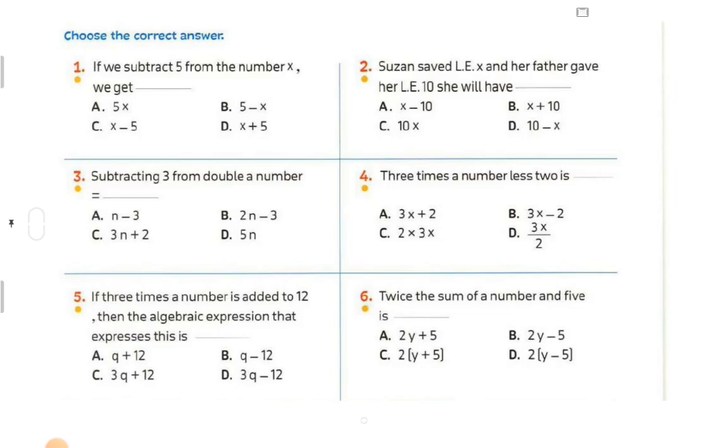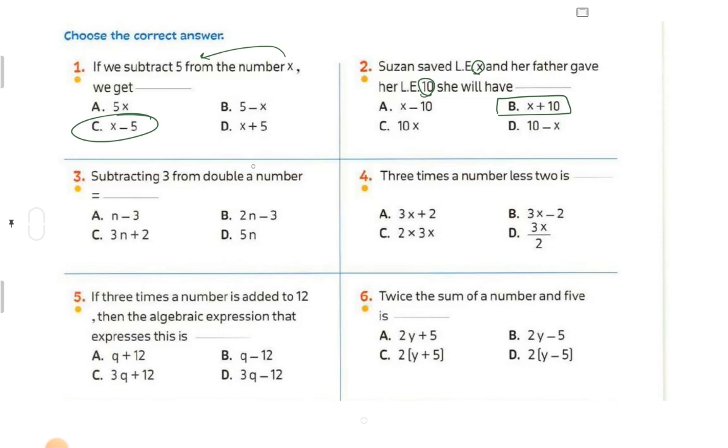Okay. Next, choose the correct answer. Number 1. If we subtract 5 from x, it's x minus 5. She saved LE x, and her father gave her LE 10. So she saved x, her father gave her 10, and she will have both x and 10. It's a plus: x plus 10, what she saved and what her dad gave.